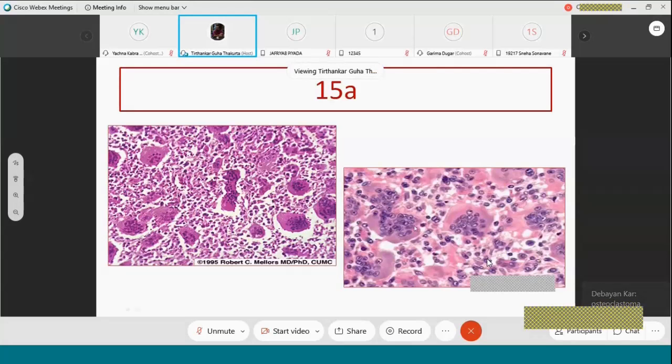It was previously called osteoclastoma, but the terminology has been dropped because these are not derivatives of osteoclasts. They probably form by fusion of the stromal cells. That is why the nuclei of these cells are similar to the nuclei of the background cells. So the current nomenclature is they are called giant cell tumors.